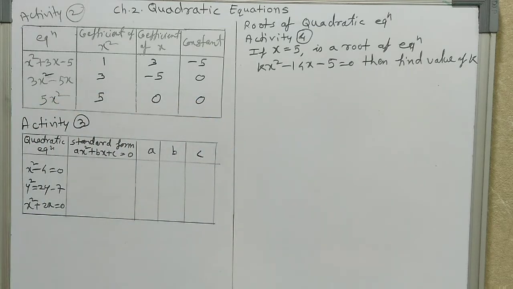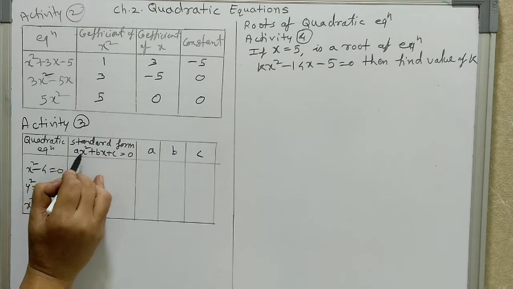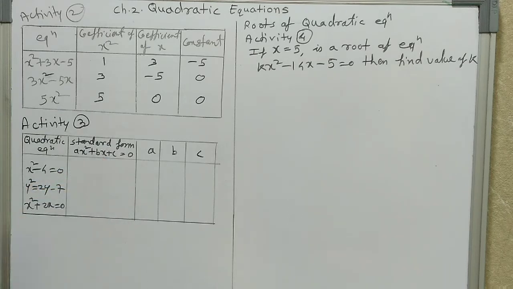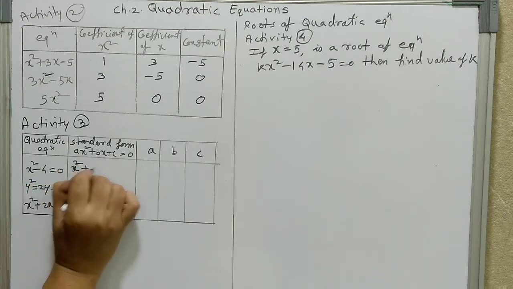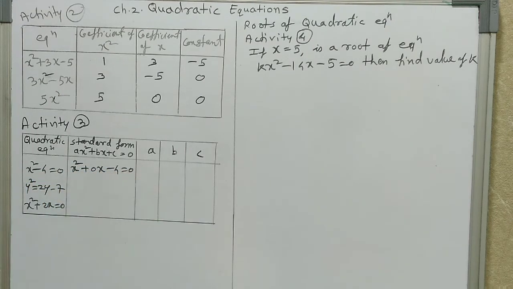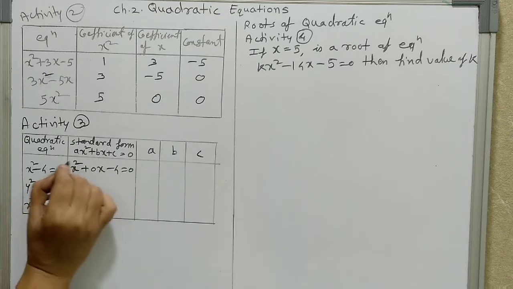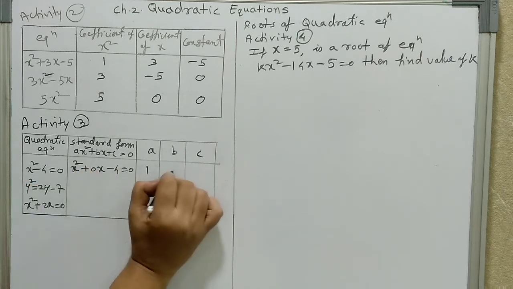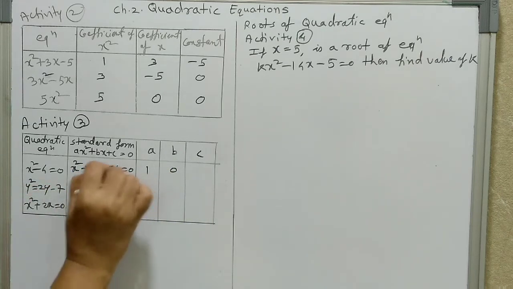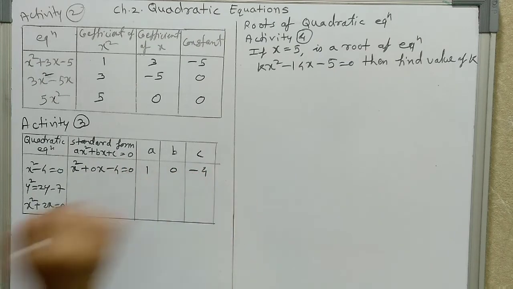Now on the same page, page number 31, the next activity, third, is given. Here some quadratic equations are given. We convert these equations into standard form. This is the standard form, ax square plus bx plus c equal to 0, and we write the values of a, b and c. So for x square minus 4, we convert into standard form: x square plus 0x minus 4 equal to 0. This is the standard form. So what is the coefficient of x square? 1. So the value of a becomes 1. The coefficient of x is 0, so the value of b is 0. And the constant minus 4 is the value of c.